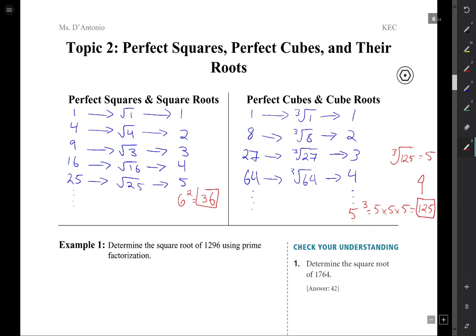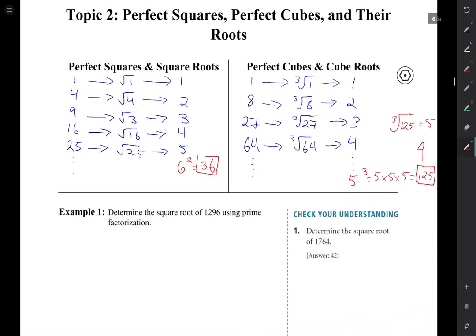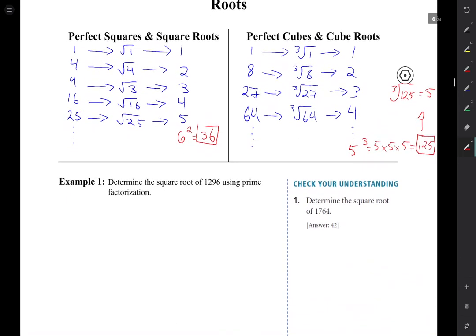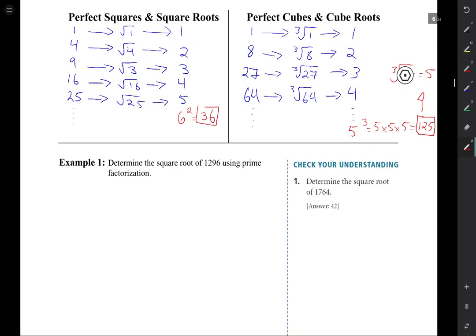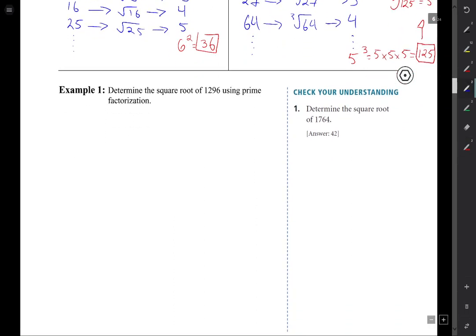a whole number. So now what we're going to look at in example 1 here is how to find the square root of a big number using prime factorization. So this will let us find the square root of this number without using a calculator. So to start off, let's find the prime factorization of 1296. So we're going to do our nice factor tree. Once again, we're going to put 1296 at the very top, and let's start breaking it down.